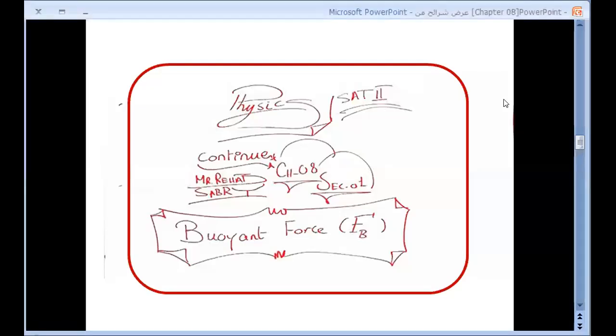Today, inshallah, Rabbil Alameen, we will talk about the buoyant force, as we agreed together.